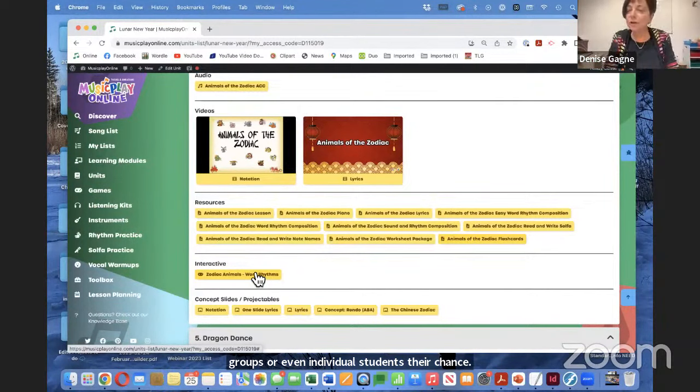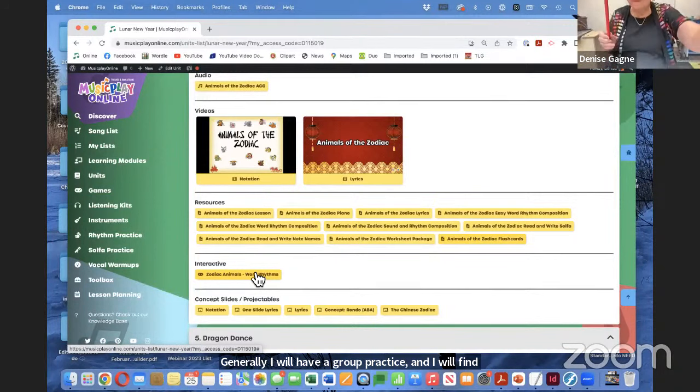What happens when you've got a short class and the kids don't all have a time to play? On those occasions, divide the class into 2 groups and have everybody on this side play for that side, and then have everybody on this side play for that side. Then they at least get to perform before they go back to their classroom, and it feels a little more satisfying than not. Generally, I will have a group practice, and I will find something loud to keep a beat, and I will count the beats, count them in. 1, 2, everyone go. And all the groups practice at the same time so that they all figure out exactly what they're doing with their instruments.